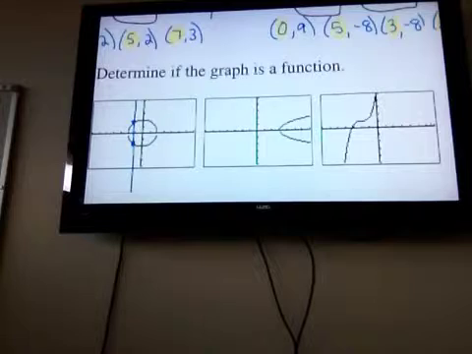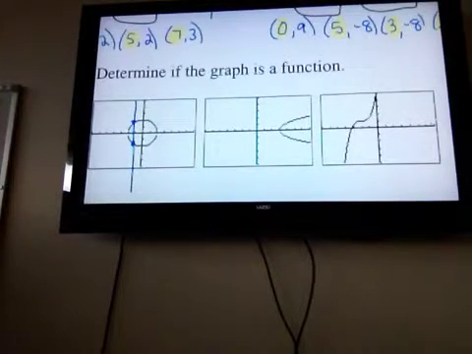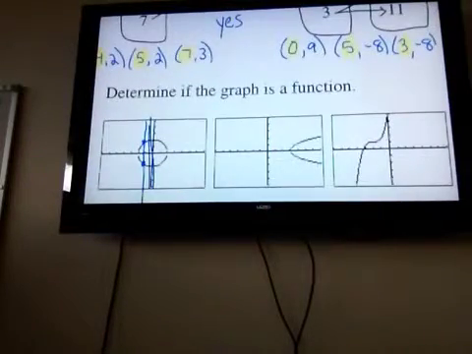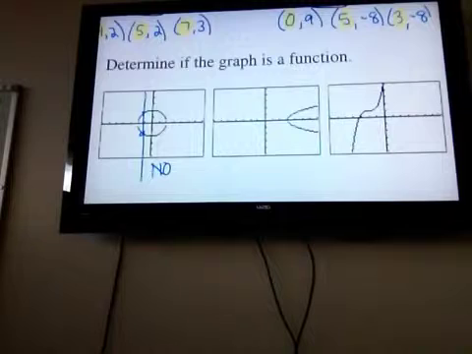That one vertical line, it only takes one. There's several. I could draw lots of vertical lines, but I only need one line to disprove. So that one vertical line went through 2 points. So that makes it not a function. So no, it's not a function.